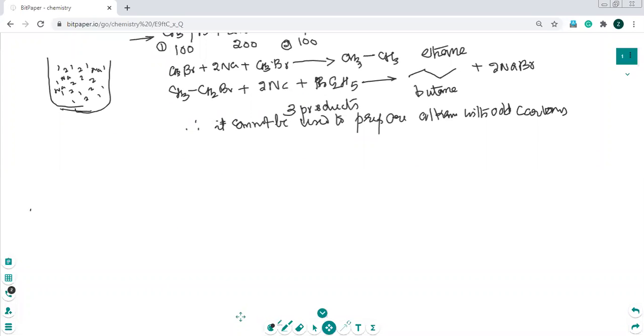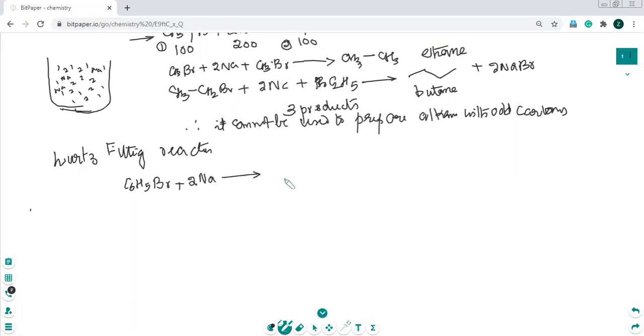Now there is an extension of this reaction which is called the Wurtz-Fittig reaction. Very similar, but it involves an aromatic compound. C6H5Br plus 2Na plus CH3Br. You will get C6H5CH3 plus 2NaBr.